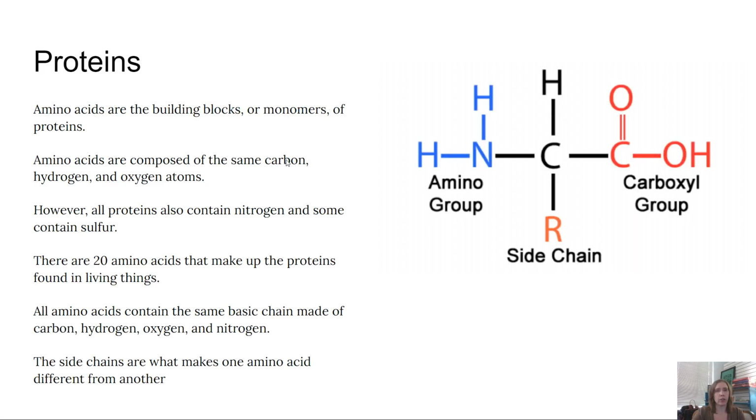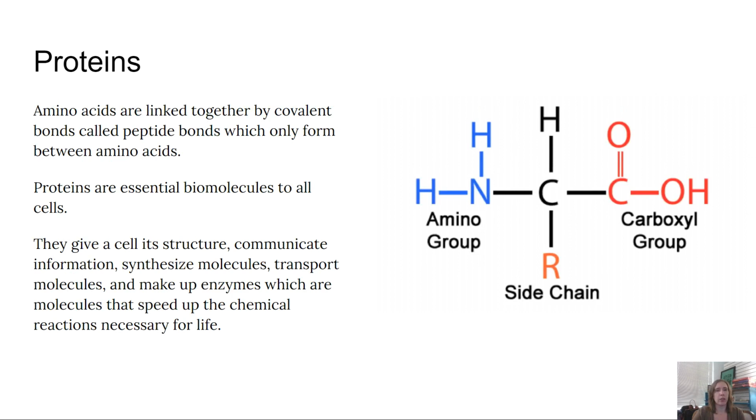Proteins: amino acids are the building blocks or monomers of proteins. Amino acids are composed of the same carbon, hydrogen, and oxygen atoms. However, all proteins also contain nitrogen, and some contain sulfur. There are 20 amino acids that make up the proteins found in living things. All amino acids contain the same basic chain made of carbon, hydrogen, oxygen, and nitrogen. The side chains are what makes one amino acid different from another. Amino acids are linked together by covalent bonds called peptide bonds, which only form between amino acids.